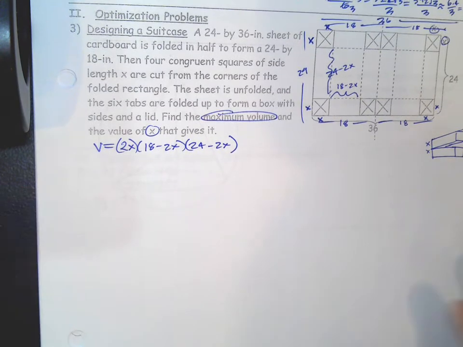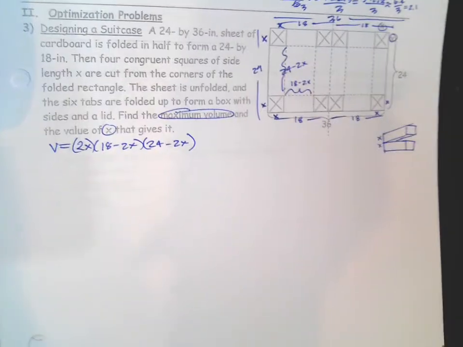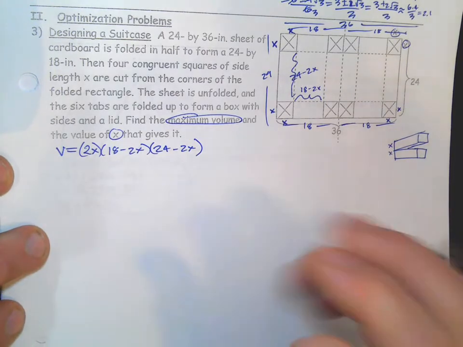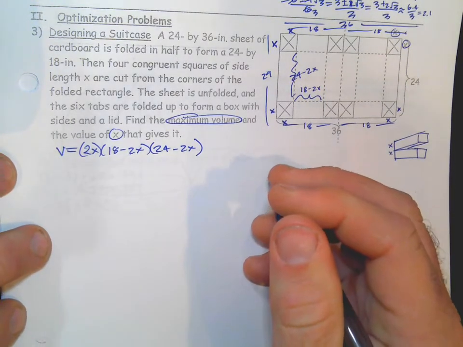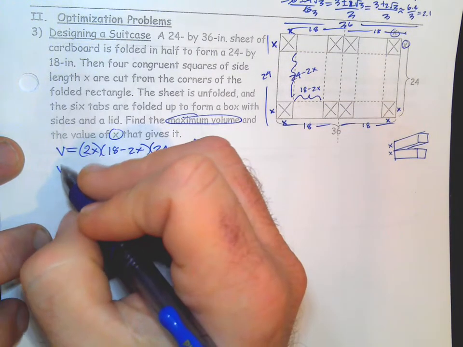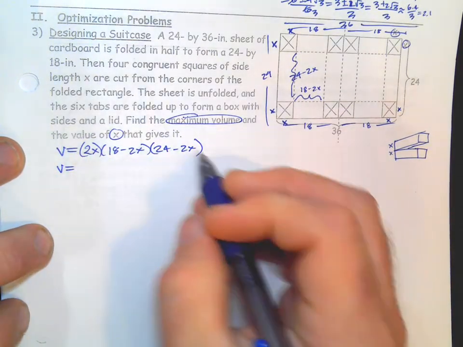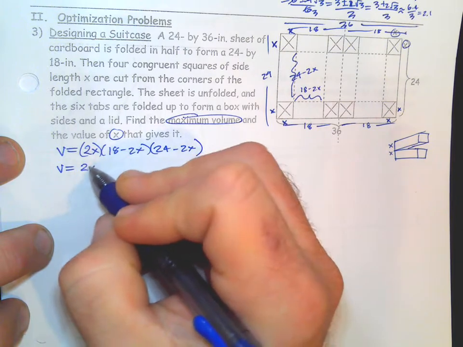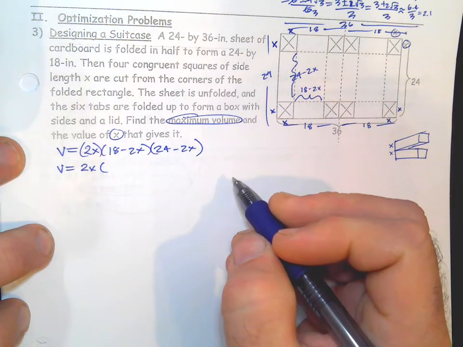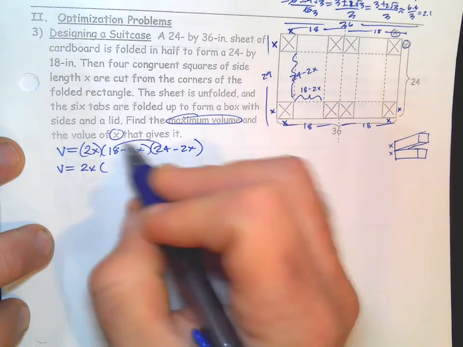So there we go. We have our volume formula. We could simplify it, you know, probably might want to. Might like the factored version for something else later on. So we're going to have to FOIL this out. So we got to distribute.